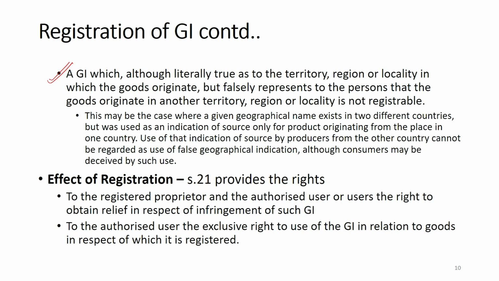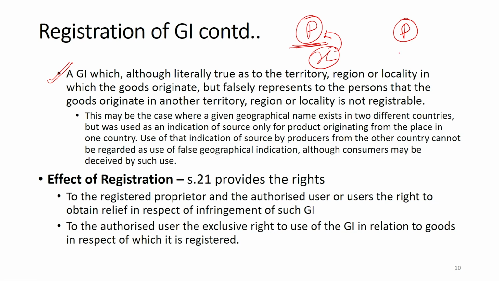This may be the case where a given geographical name exists in two different places. There is a place called P in India, there is a place called P in some other neighboring country. And there are some goods. This P actually is the GI. So, my goods, if originating at this place, I can use this name as my GI.